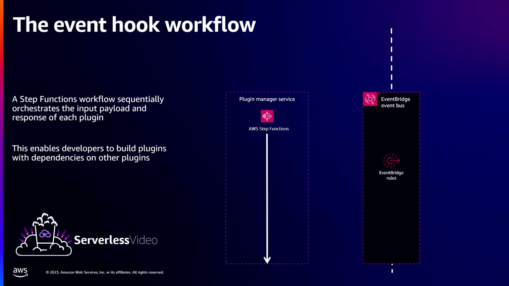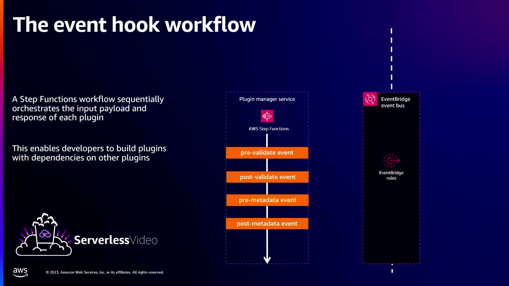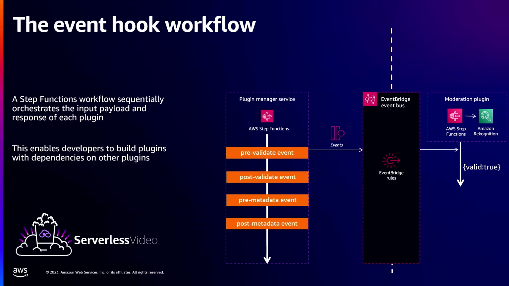Let me drill down into one of those plugins and how it works. So here's our Step Functions workflow. Here are our milestones. Pre-validate event is the first one. We have a bunch of plugins that are ready to receive their pre-validate event. That event gets fired out. This plugin here picks it up. It's a moderation plugin. It uses Amazon Rekognition to check there are no bad images in this video. When it's finished, it returns valid true. Video is good to be published. It sends an event back to the event bus.